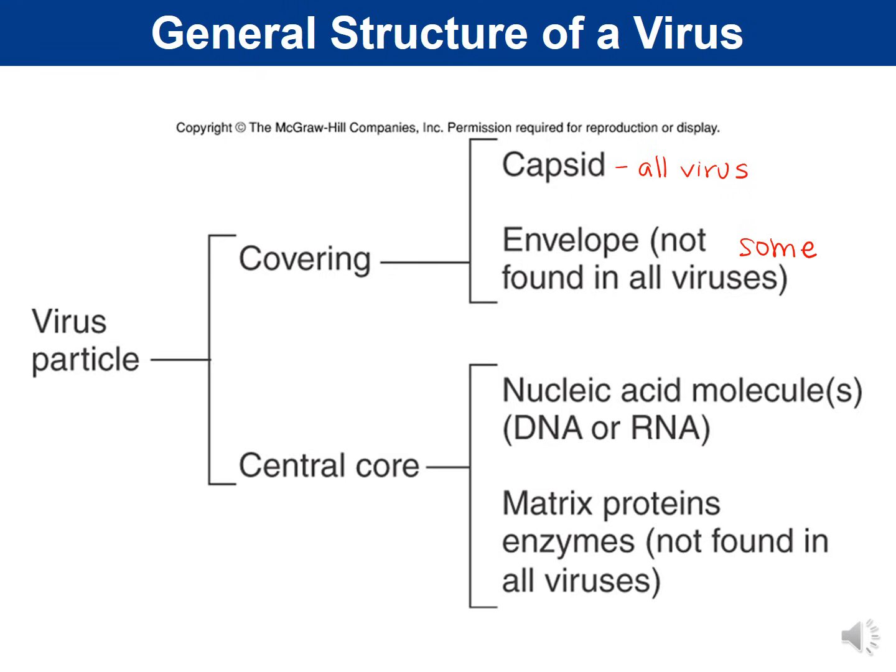Inside the capsid, we have our central core, and the central core has the genetic information. So that's the nucleic acids. Again, it can be DNA, it can be RNA, it can be single-stranded, double-stranded, etc. But they have some sort of nucleic acid. Some viruses have these matrix proteins, and we're going to talk about some of the enzymes that some viruses do have. But again, this is not true for all viruses.